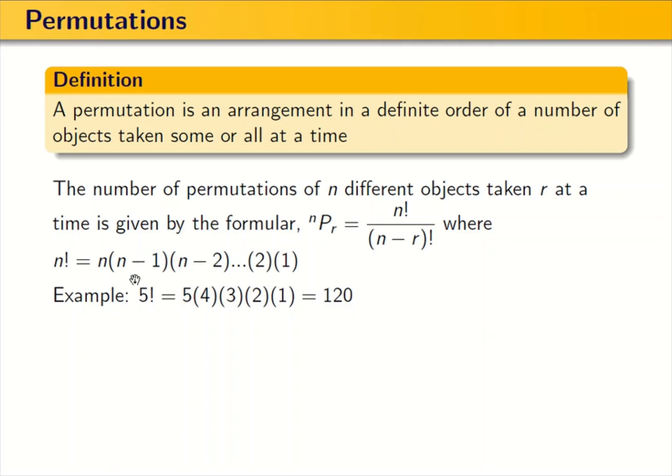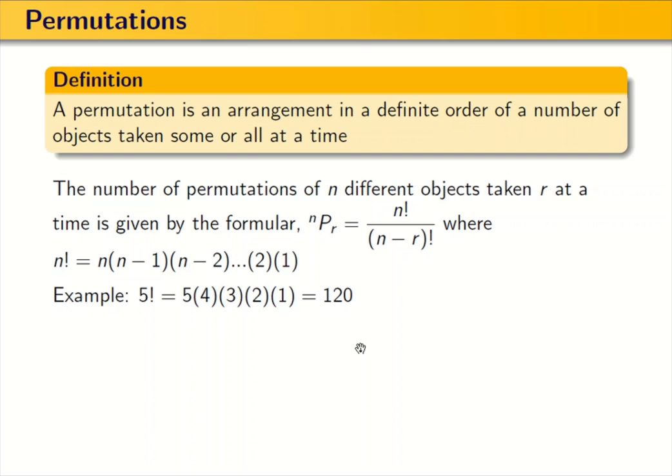So 5 factorial means I write the n first; here n is 5. Then n minus 1, 5 minus 1 is 4, times n minus 2, 5 minus 2 is 3, and you continue subtracting from 5 till the last number is 1. 5 minus 3 gives 2, 5 minus 4 gives 1. Once I reach 1, I stop and multiply all these, and this is 120. So 5 factorial is actually 120.